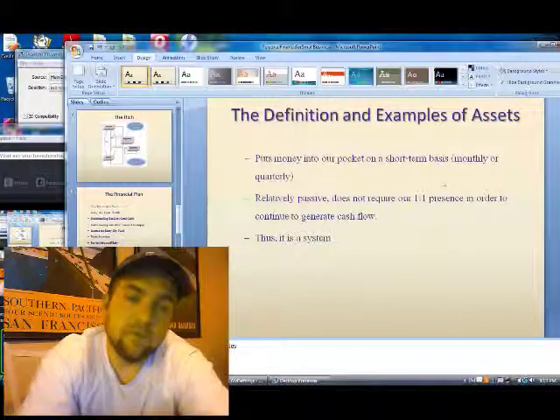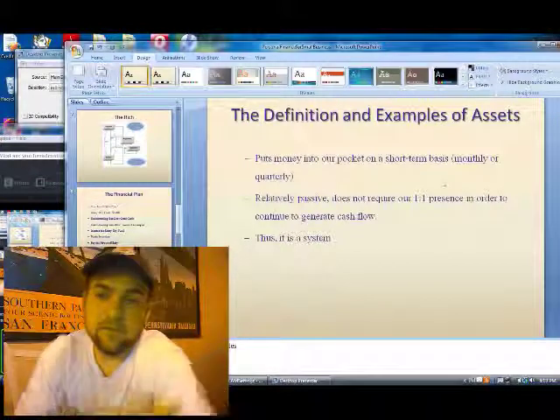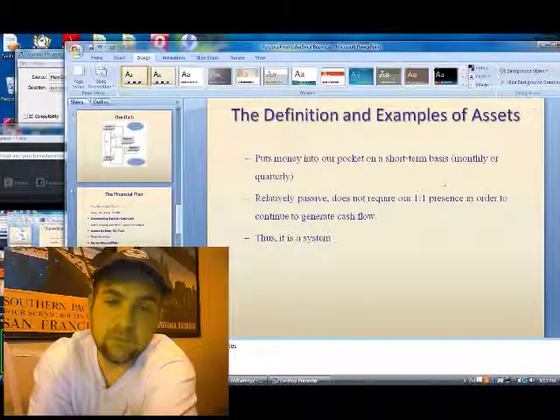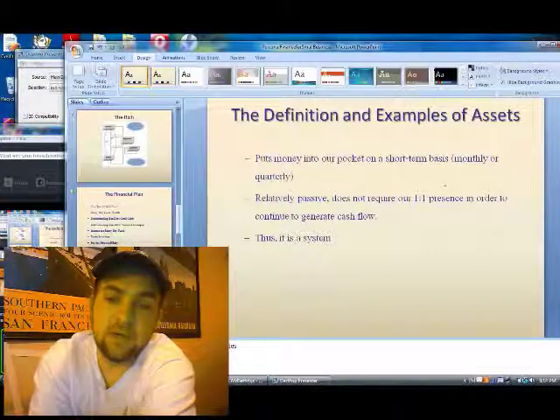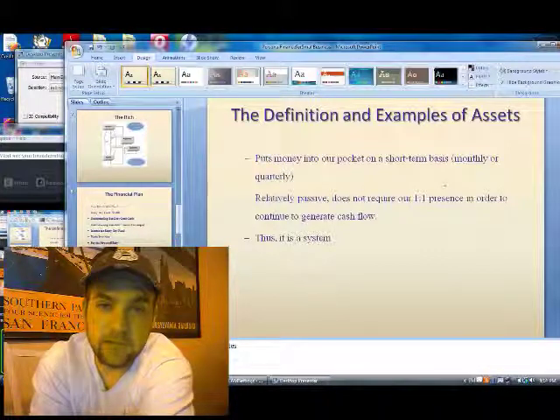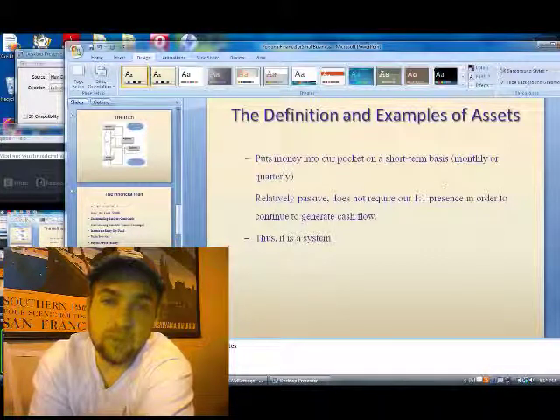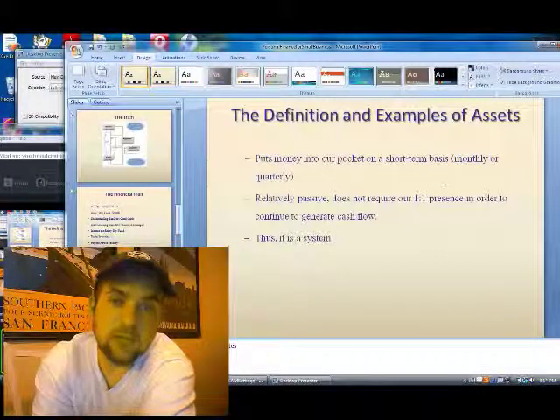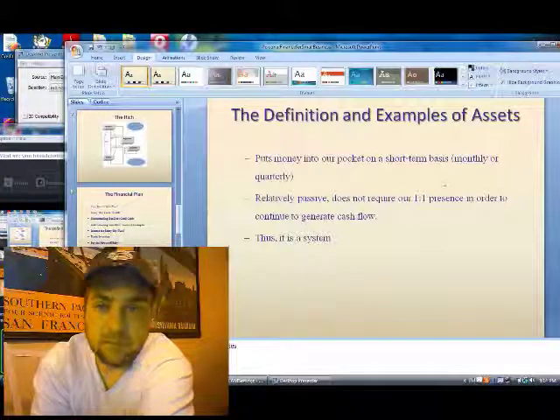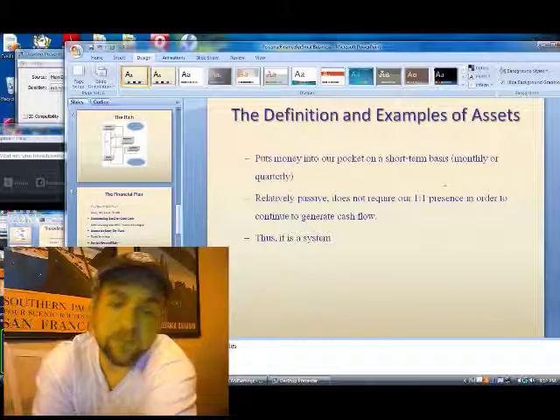And now we're kind of moving back to our context of assets and cash flows. So this would be an example of assets that put money into your pocket, relatively passive, because we want leverage. We don't want to open up a hamburger stand where our presence is required to make money necessarily. We want a system.